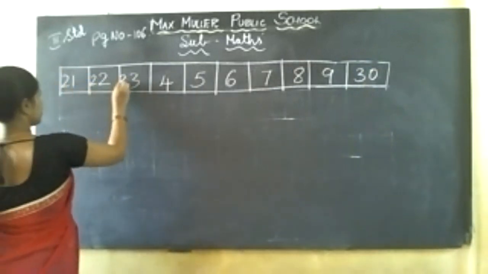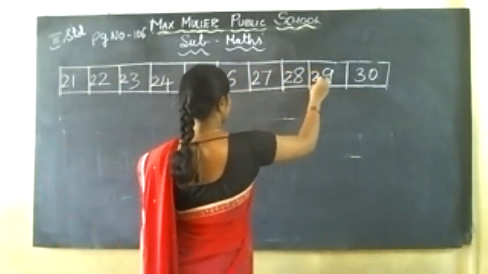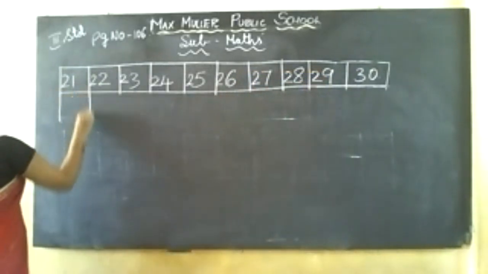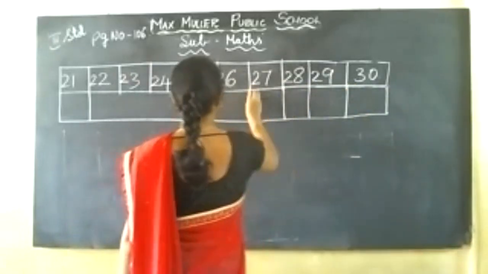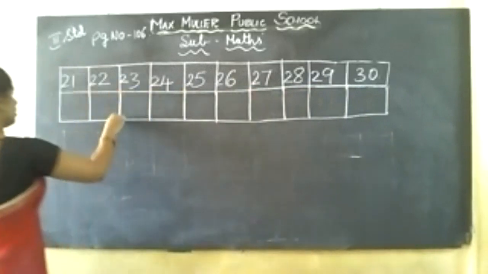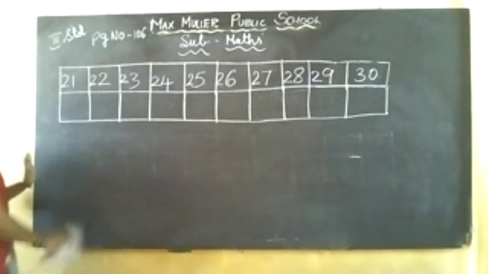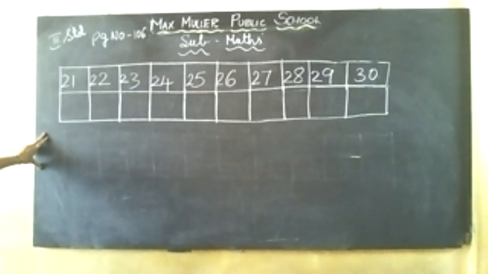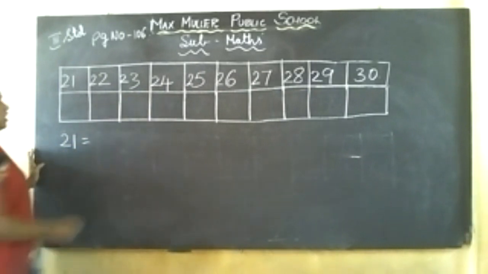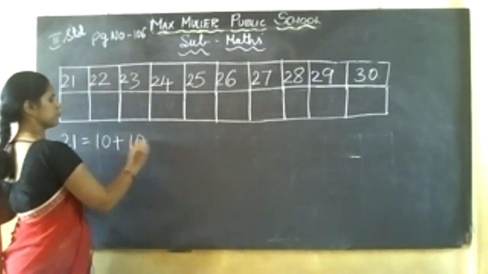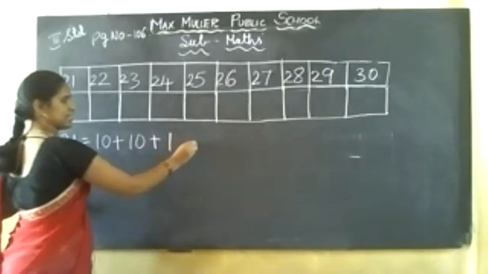21, 22, 23, 24, 25, 26, 27, 28, 29. So next 21. How will you split this one? This splitting I am showing now. Don't copy this one. Understood all of you? 21, how will you split this one? 10 plus 10 plus 1. 10 plus 10 is what? 20. 20 plus 1, 21.